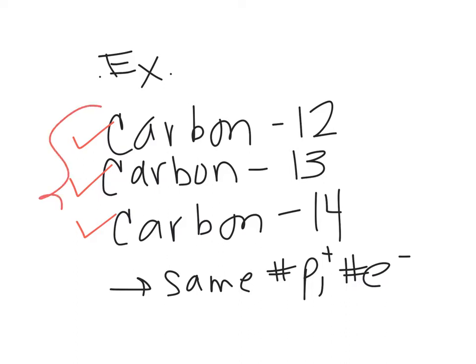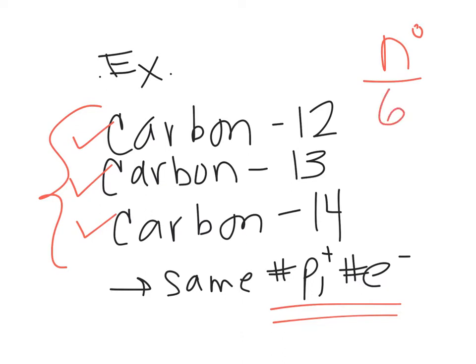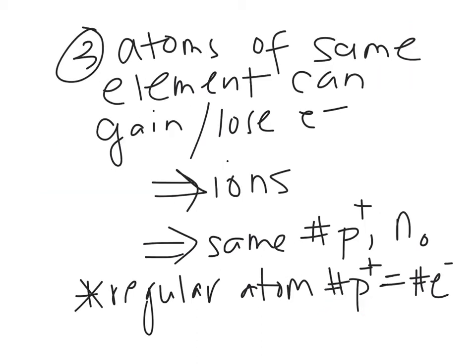So all of these atoms of carbon have the same number of protons and electrons, but they have different numbers of neutrons. In carbon-12, there are 6 neutrons. In carbon-13, there are 7. And in carbon-14, there are 8. But they're still all forms of carbon.